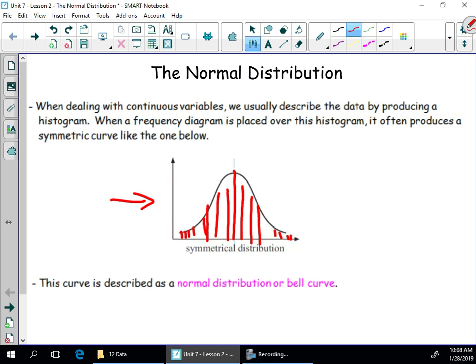We call this symmetrical, but what I'm going to most often refer to it as is the normal curve or the bell curve. So three names to remember there. Symmetrical means normal, means bell.